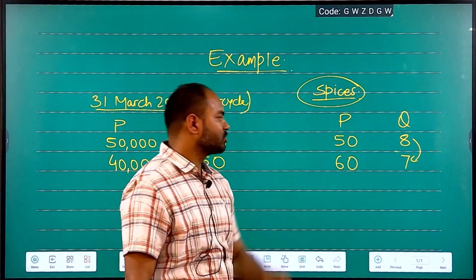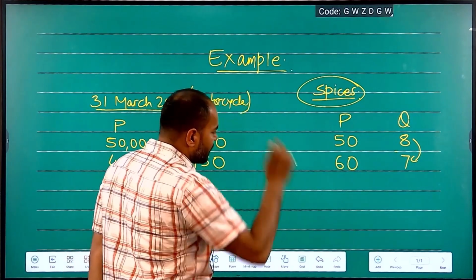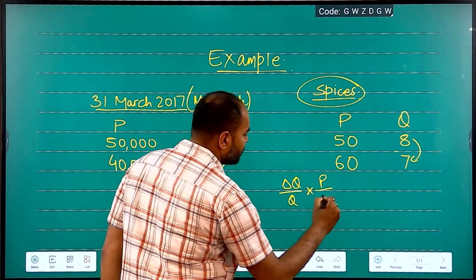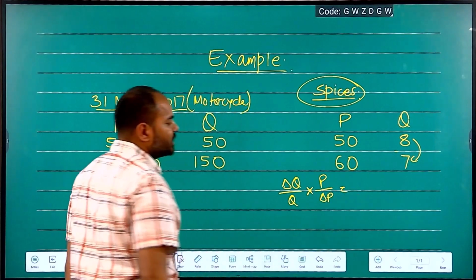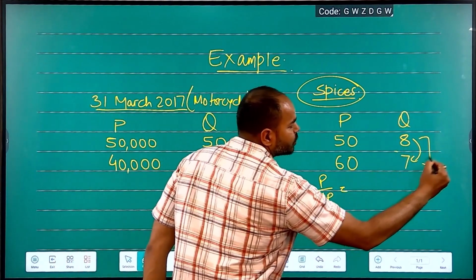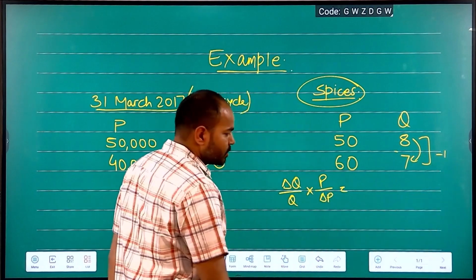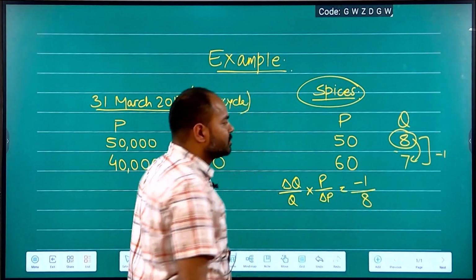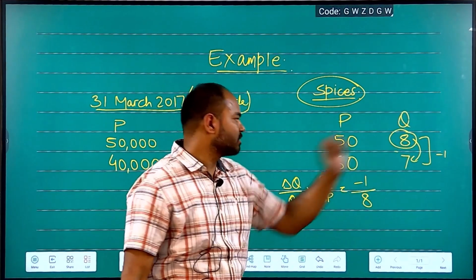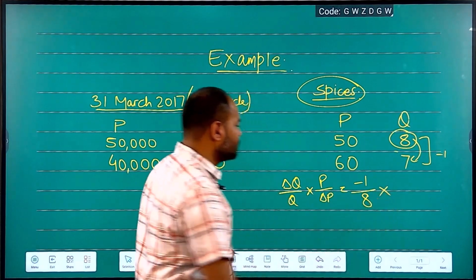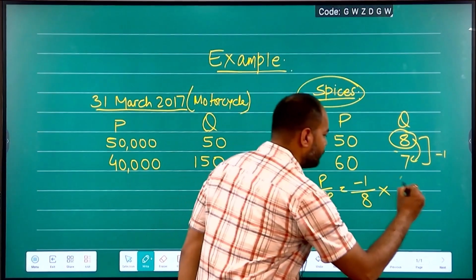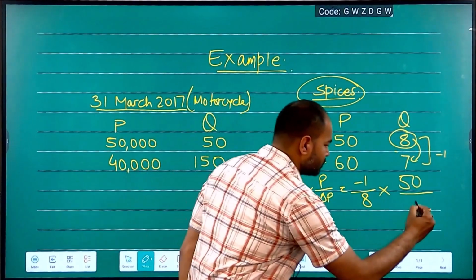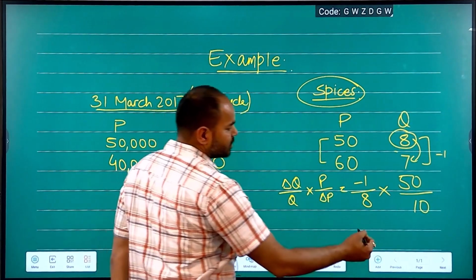Let's solve this question. What is the percentage change in demand? Change in Q upon Q, multiplied by P upon delta P. So what is delta Q? What is change in Q? Minus 1. So delta Q is minus 1. What is Q? We will take 8 because we are comparing from the base value. Multiplied by P. What is P? The base value, 50. And what is change in P? Plus 10. If you solve this, what will you get?